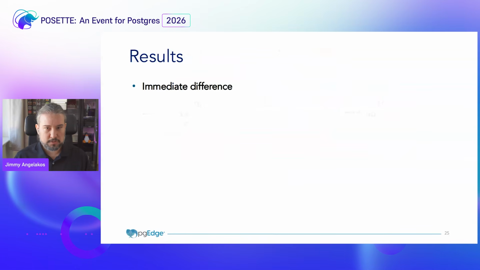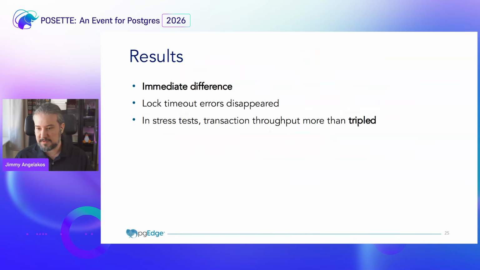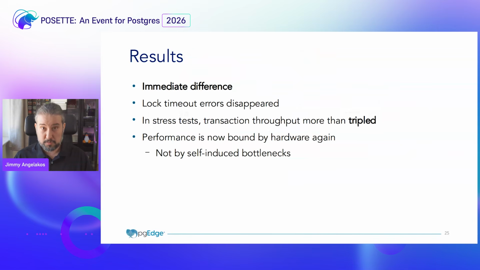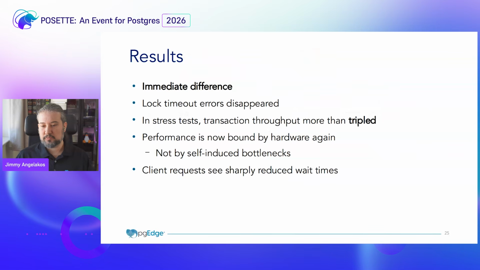The result that we got was we saw an immediate difference. The lock timeout errors disappeared in production, and in our stress tests, we had transaction throughput that more than tripled compared to the old code. So now the performance was again bound by the hardware instead of our self-induced bottlenecks that our code had. So the client requests saw reduced wait times, and that's a good thing.